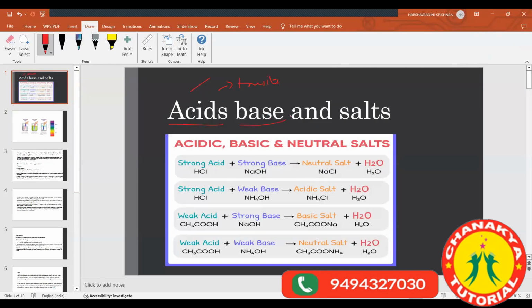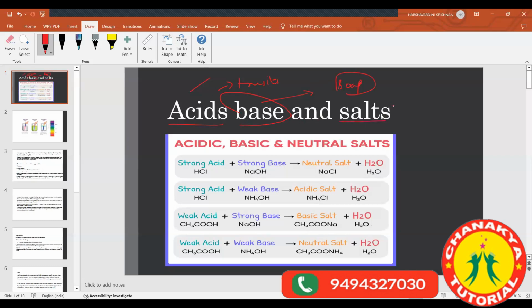So what about base? Can anybody tell me any real life base that we have every day? Very common base. Soap is a base. Very good, Sharvik. Also drain cleaner, yeah. So soap is a very good example of a base we use in daily life. And one of them told one more.